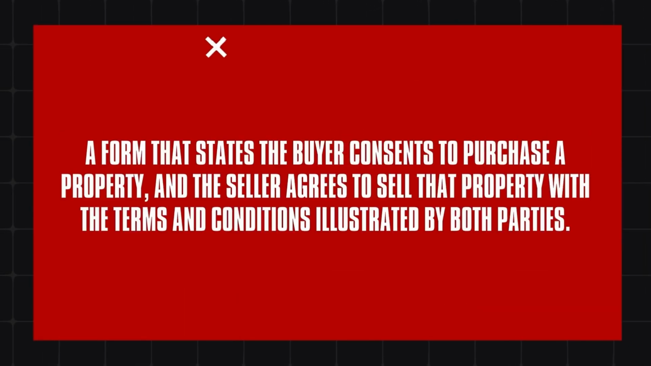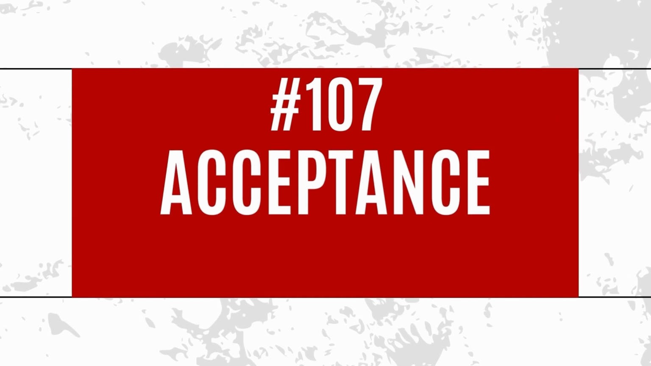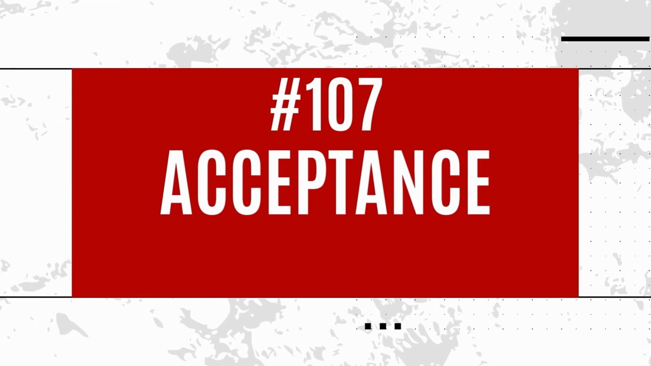An agreement of sale is a document that outlines the terms and conditions under which a buyer agrees to purchase a property, and the seller agrees to sell it. On to the next term, acceptance. Think you know it? Give it a shot.